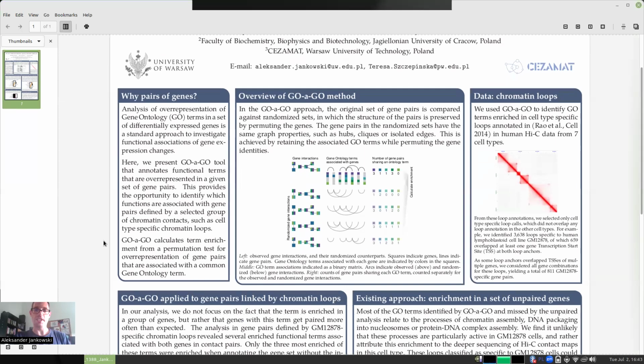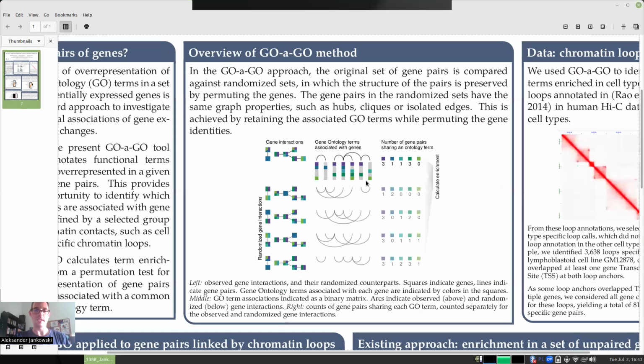And the central panel over here gives some details on how our method works. Let me discuss it in detail. Let's assume that we have a set of gene interactions. It's represented as a graph. Each edge corresponds to a pair of genes. Each node is a gene. And by colors, I'm indicating the gene ontology terms associated with each particular gene. So you might be asking whether the genes at both ends of an edge have something in common. For example, these two genes have the violet term in common. These two genes also have the violet term in common, and these two as well. And you might ask whether it's more often than expected.